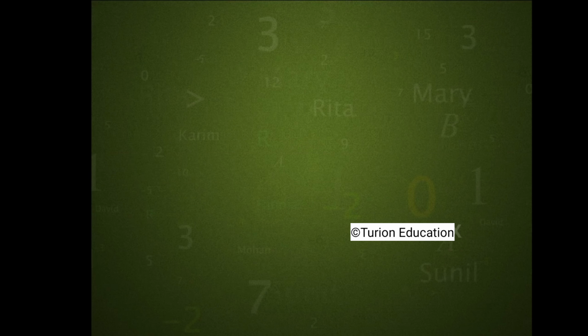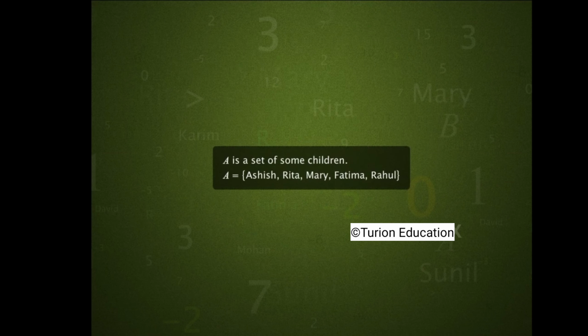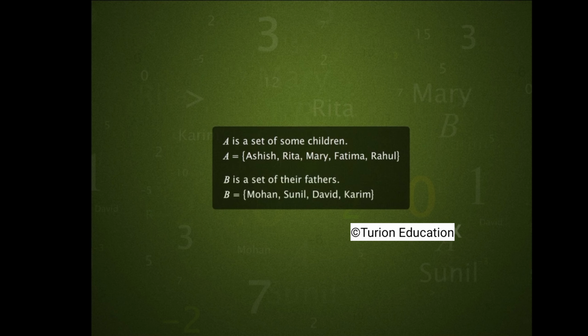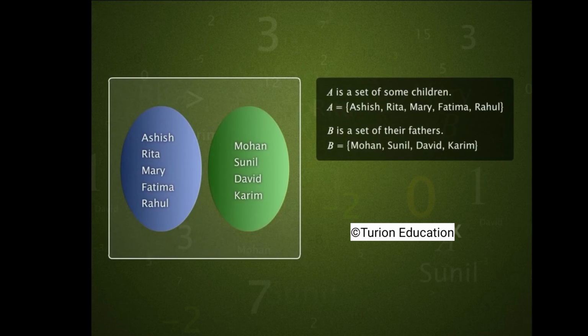Let us take two sets, a set A of some children, say Ashish, Rita, Mary, Fatima, Rahul, and a set B of their fathers, say Mohan, Sunil, David, Kareem. Let's represent these sets as Venn diagrams. Now, let's map each child to his father.